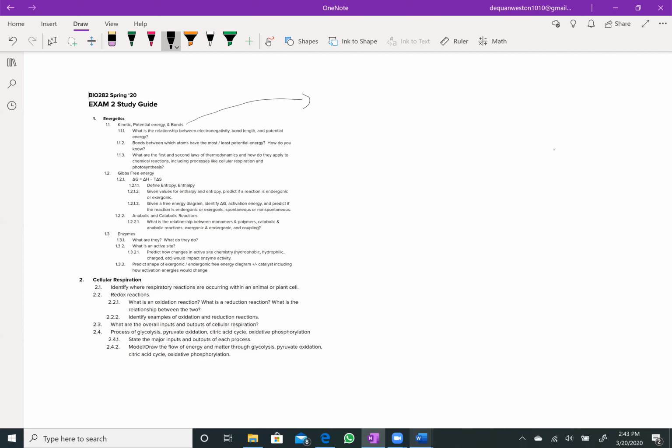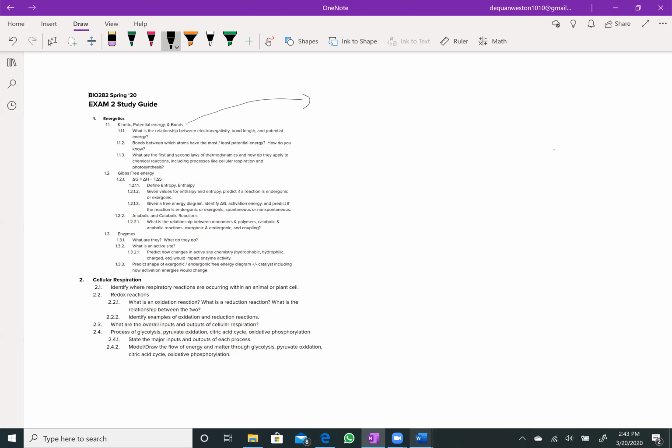Identify where respiratory reactions are occurring within an animal or plant cell. So I'm going to draw this a little bigger. This is a massive mitochondria. Check me if I messed this up, because sometimes I get confused with the pyruvate dehydrogenase complex.